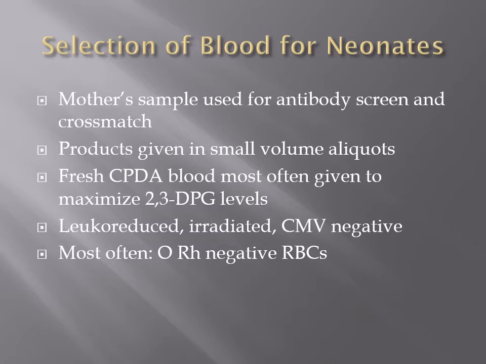Selection of blood for neonates. The mother's sample is used for an antibody screen and cross-match. Products are given in small volume aliquots. Fresh CPDA blood is most often given to maximize the 2,3 DPG levels. You can give them other types, but sometimes that is the preferred additive for the blood to give them. They're going to select glucose-reduced, irradiated, CMV negative, and most often going to give them O negative RBCs.